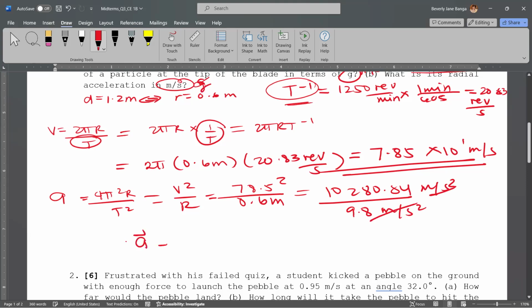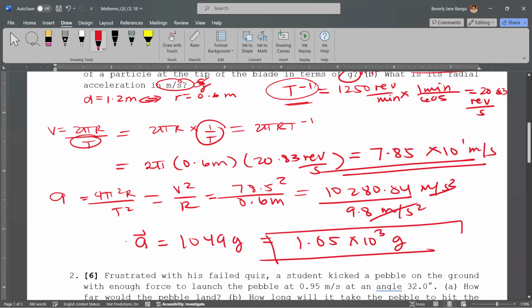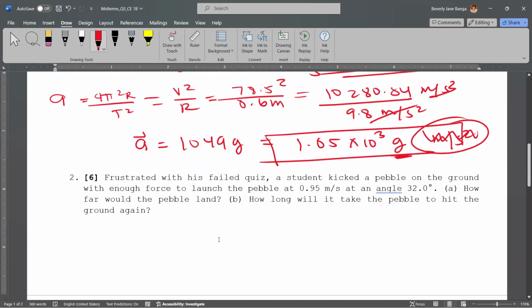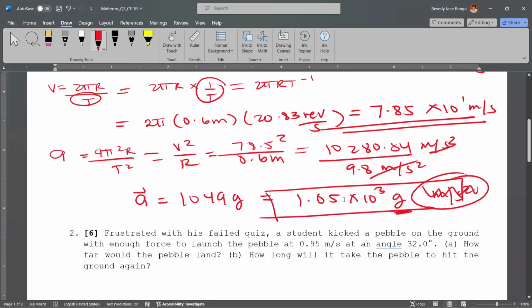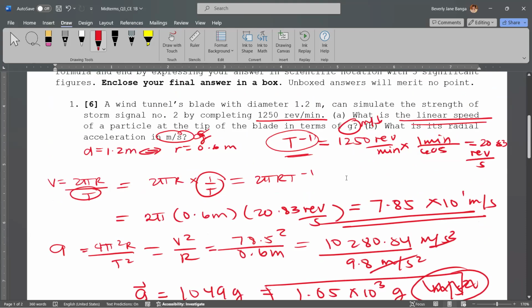So A is simply 1049 G, or this is simply 1.05 times 10 raised to 3 G. So this is it, no? You don't need to put meter per second here, class, because the G in itself already tells us that this is the gravity value, the acceleration due to gravity value. So that's for number 1.